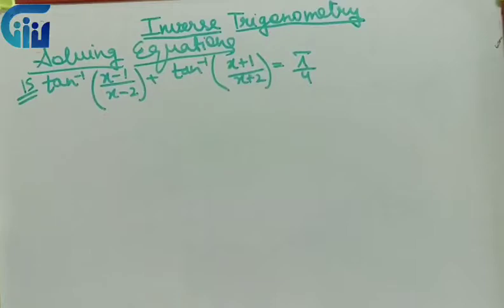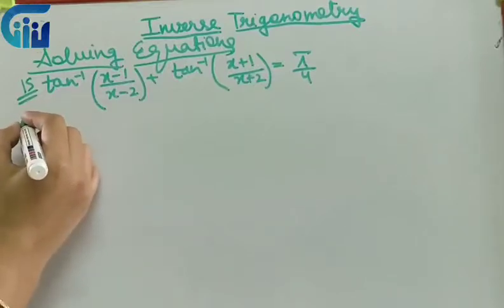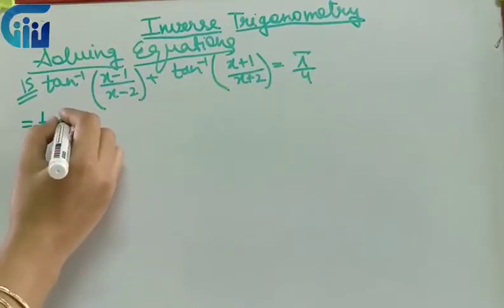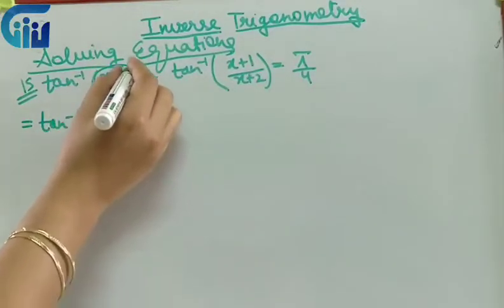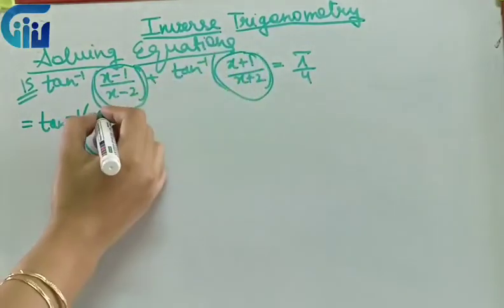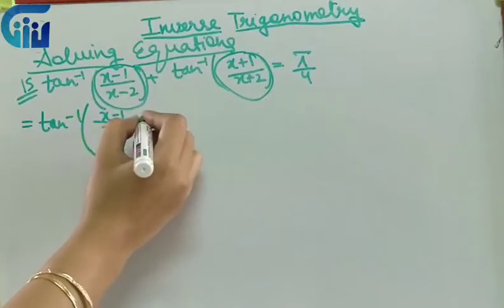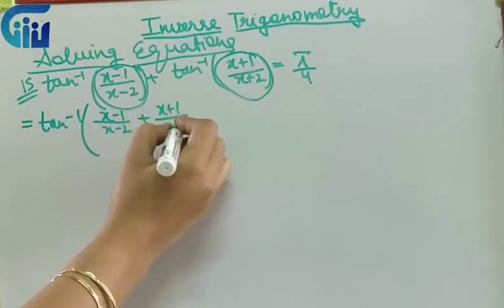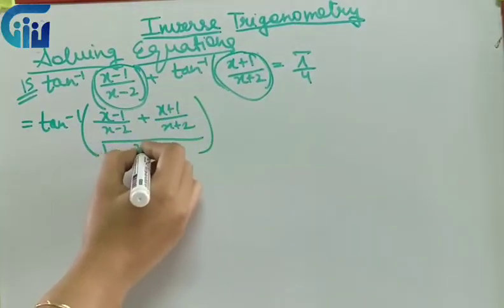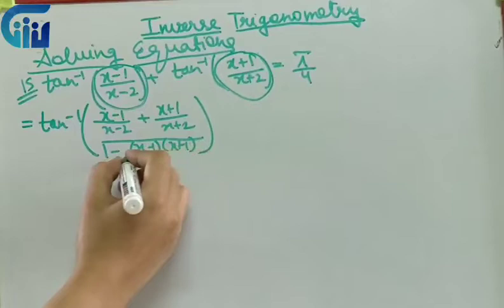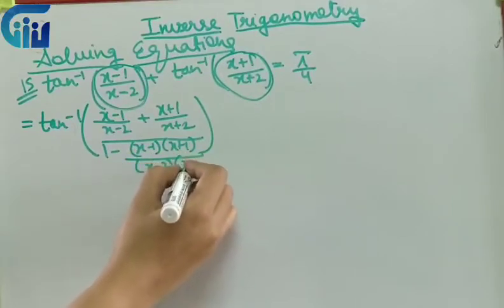Now if we look at this question, if it is tan inverse x plus tan inverse y, the formula will come to my mind. Over here, I will not be able to verify the condition xy less than 1 beforehand, but once we get the value of x, then we will verify. So we will apply the standard formula, tan inverse. In place of x, I will write this, and in place of y, I will write this. So it will be x minus 1 over x minus 2 plus x plus 1 over x plus 2, upon 1 minus (x minus 1)(x plus 1) over (x minus 2)(x plus 2).